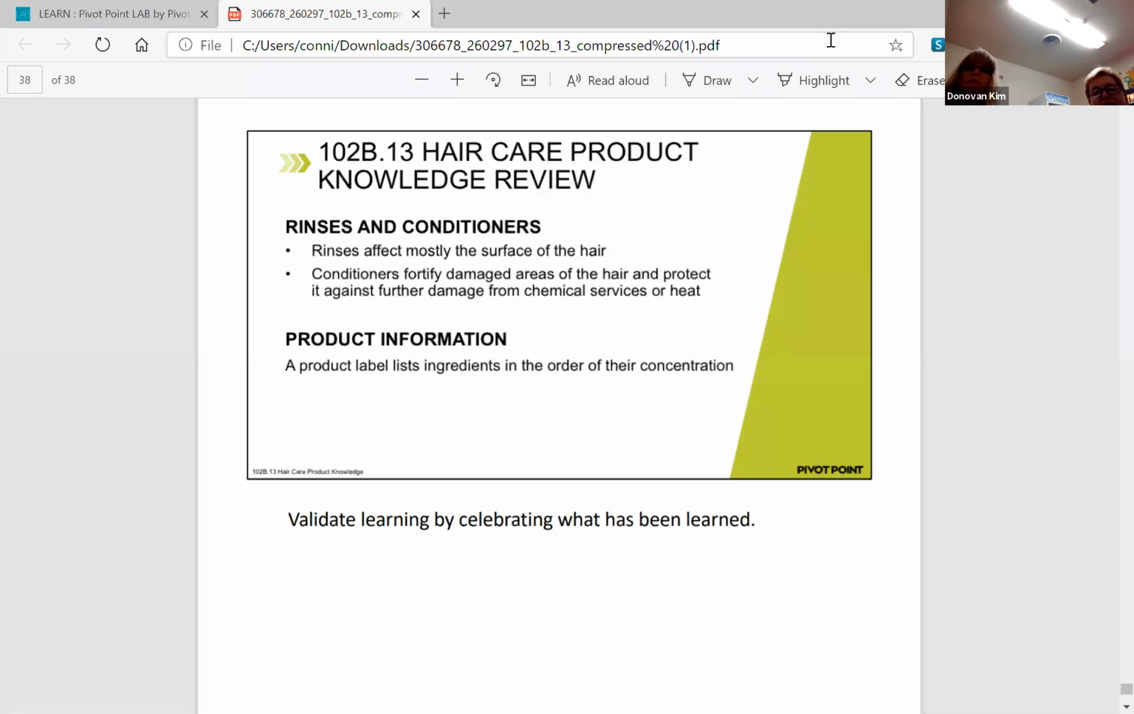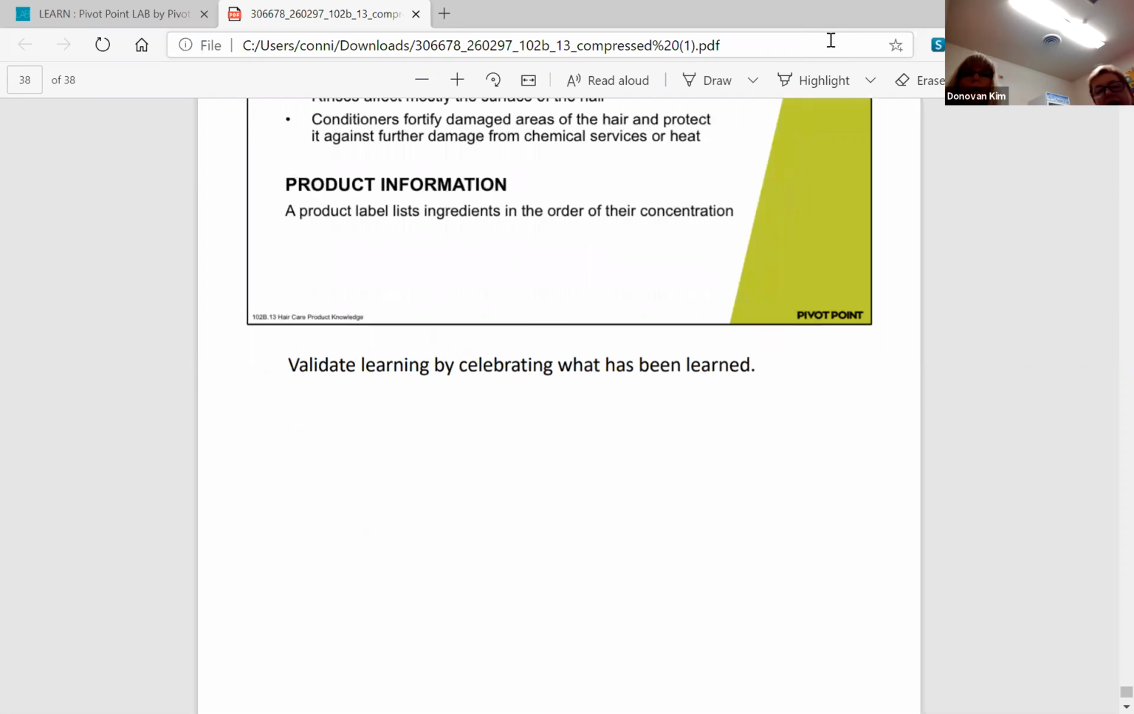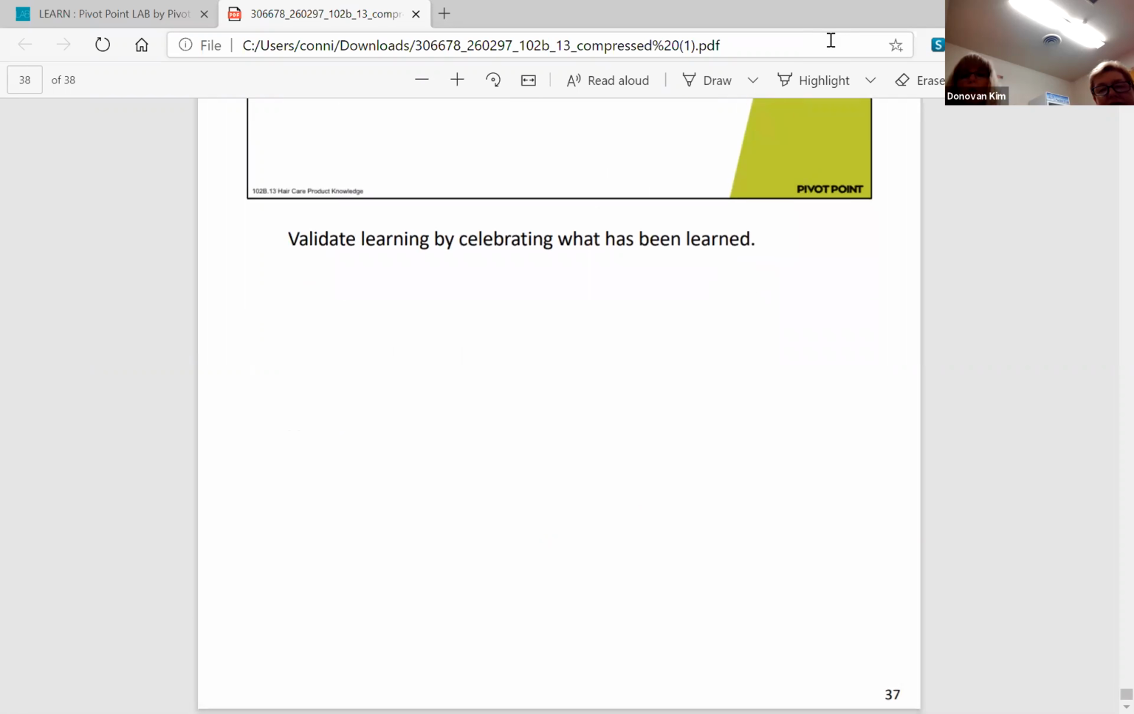All right, rinses and conditioners, what we need to know. Rinses affect mostly the surface of the hair, and conditioners fortify damaged areas of the hair and protect it against further damage from chemical services or heat. Your product information, this is the product label, which lists the ingredients in the order of their concentration by descending order is basically what they're talking about. The most at the top and the less as they go down the list.